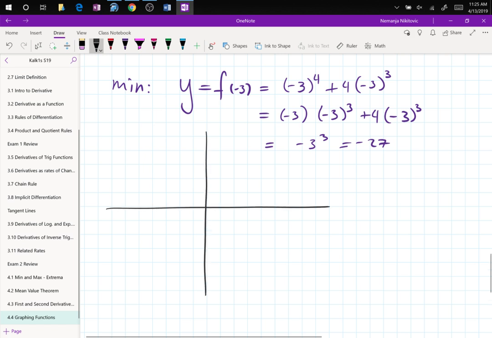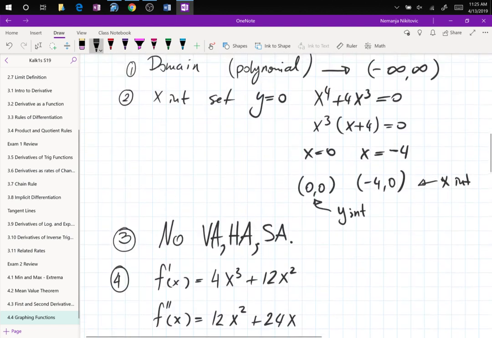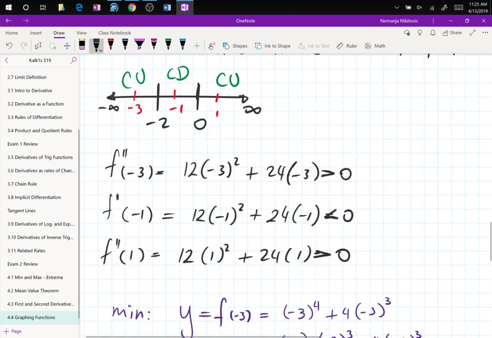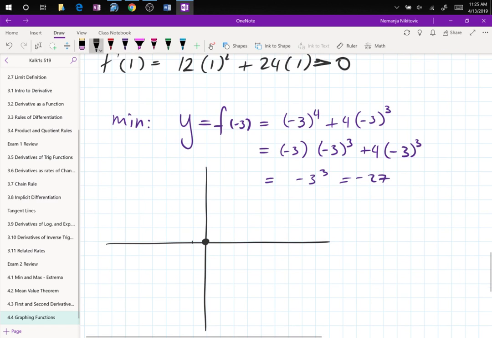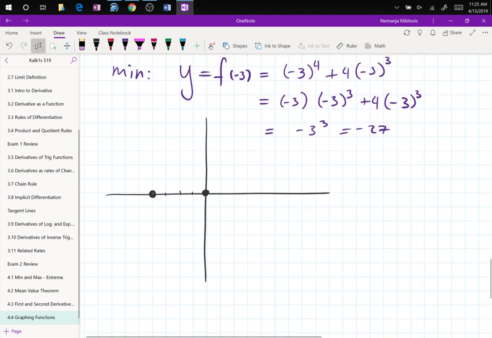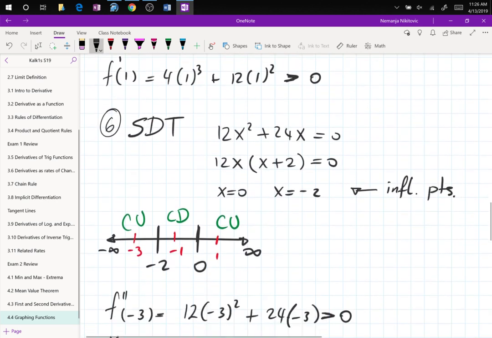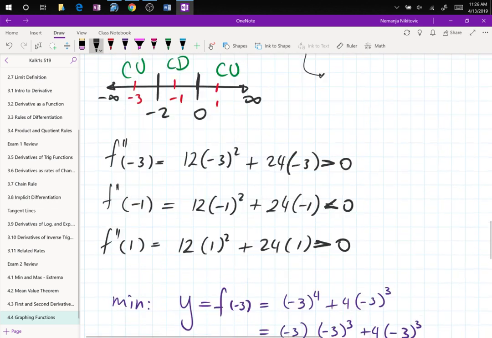We have our graph. I have my x-intercepts at 0 and negative 4, if I remember well. It's been like a year ago. Then negative 3, negative 27. That's negative 4, that's 0. And then I have an inflection point at negative 2. I gotta get its y value.